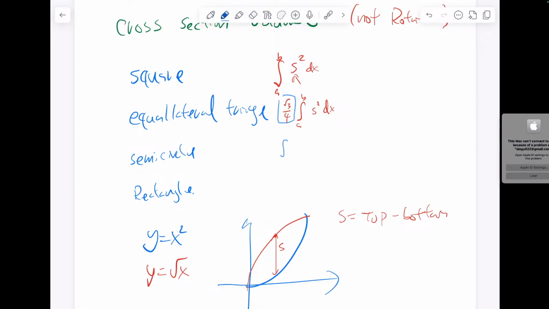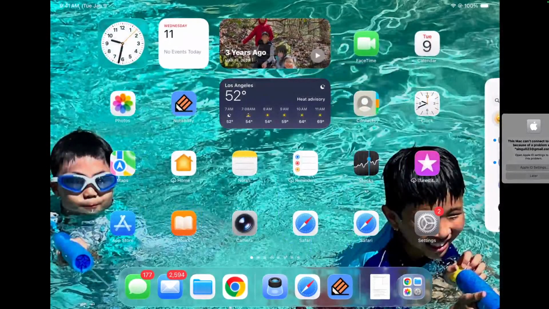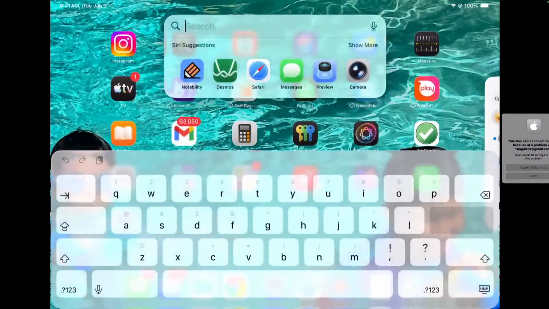The next one is the integral from a to b of s squared dx for a semicircle. Wait, what's a semicircle? Here it's going to be pi over 8. Rectangle is a little bit harder, but we don't have time. We'll do that maybe after the break. I don't know how much time we have. But we're going to explain to you why it's square root 3 over 4 and why it's pi over 8. That's kind of complex, but we will try to explain. But the calculation is not hard.